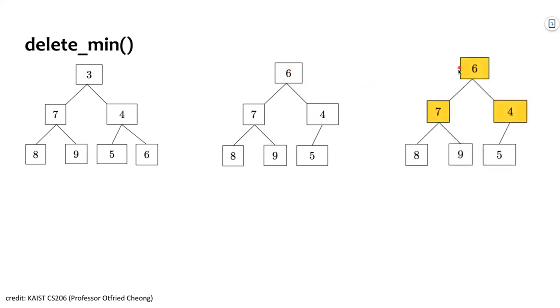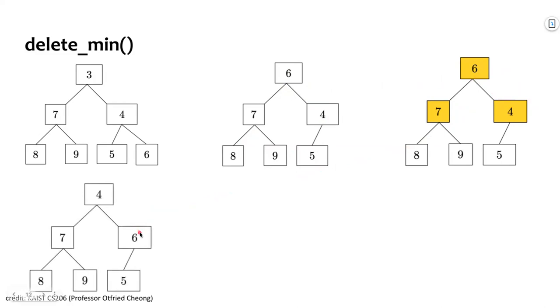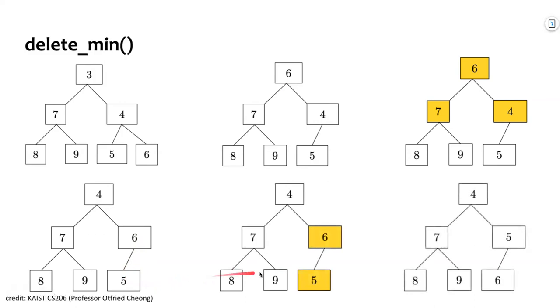So we compare these three values, and because 4 is smaller than 6, 6 goes down, bubble down. And we compare again, 6 and 5. Because there is no right child, we are not going to compare this value, but these two values. And because 6 is larger than 5, it goes down once again. And after that, the heap order property is satisfied. So in this way, we're going to delete the min value from a heap.